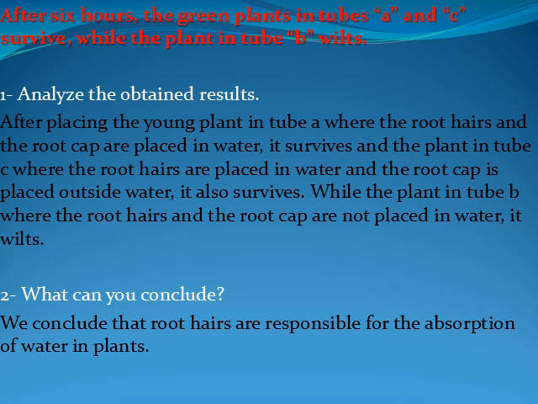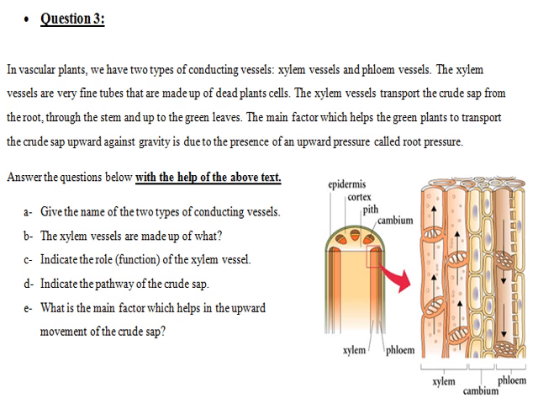So in the analysis, you have to say after placing the young plant in tube A, where the root hairs and the root cap are placed in water, it survives. And the plant in tube C, where the root hairs are placed in water and the root cap is placed outside water, also it survives. While the plant in tube B, where the root hairs are placed outside water with the root cap, it wilts and eventually it will die. Conclusion here, we can conclude that the root hairs and not the root cap is responsible for the absorption of water in plants.